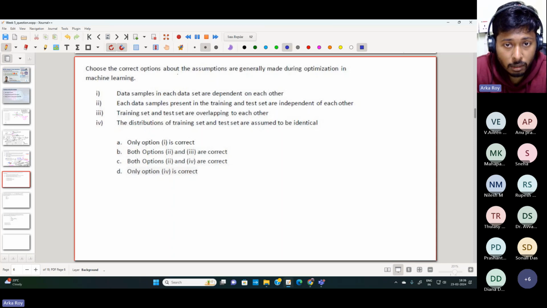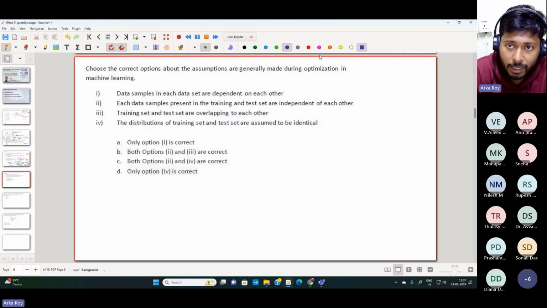Okay, so again, you need to choose the correct options. Choose the correct option about these particular assumptions in machine learning. Data samples in each data set are dependent on each other.